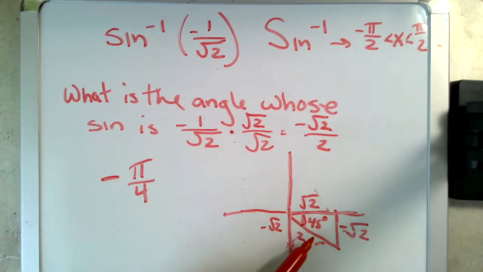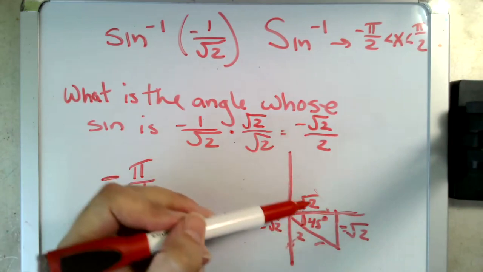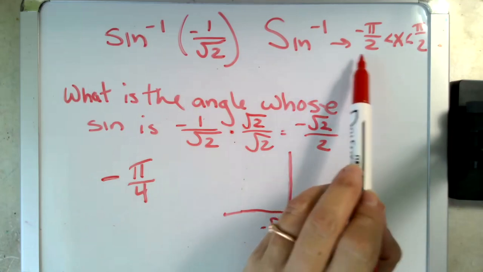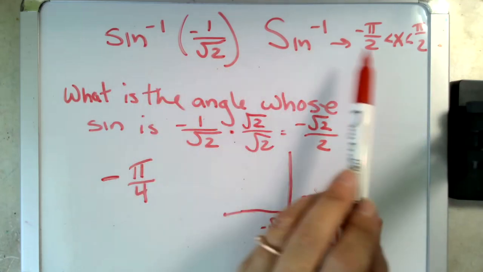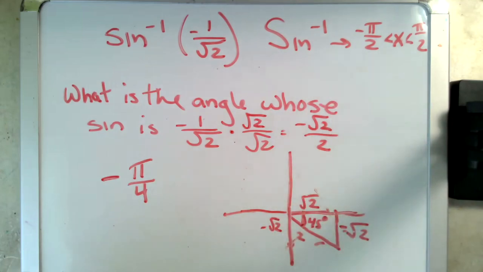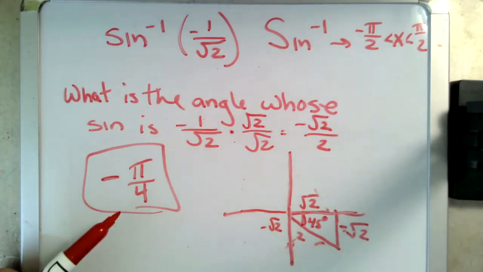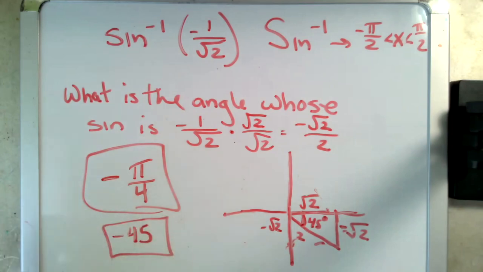Now we know these angles can be written lots of ways. We can describe it as moving in the negative direction. We could also describe it as moving in the positive direction. But because this designation, where an answer to an inverse question for sine has to be between negative pi over 2 and pi over 2, my answer has to be written not as the positive version of this, but as the negative version. So it could be negative pi over 4, or it could be negative 45, depending on whether your teacher wants it in degrees or radians.